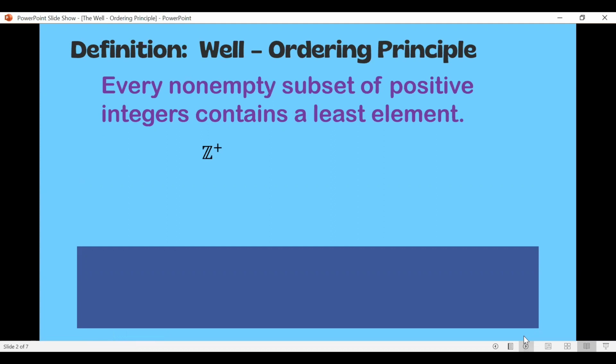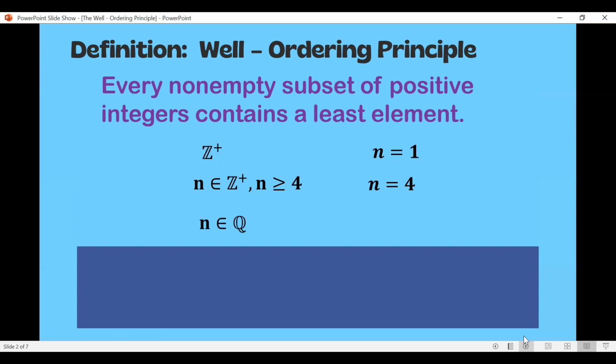Let's consider the positive integers first. When we say positive integers, of course, this can also be called natural numbers. And it's very obvious that the least element contained in this given set is 1. How about considering another set, the integers that are greater than or equal to 4? Of course, it's very obvious as well that the least element is 4.